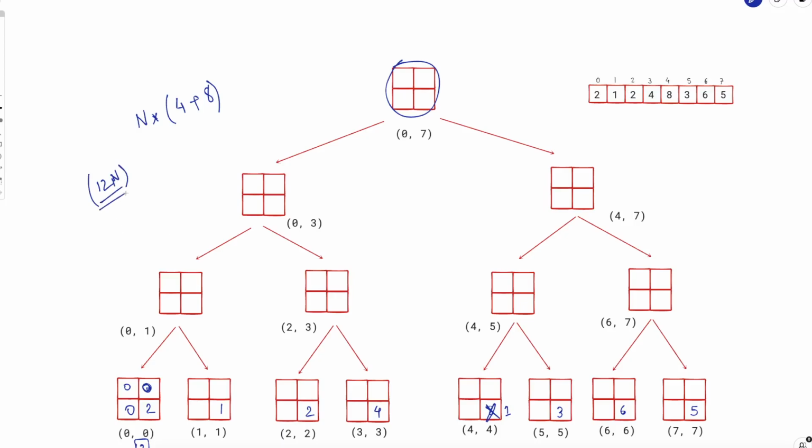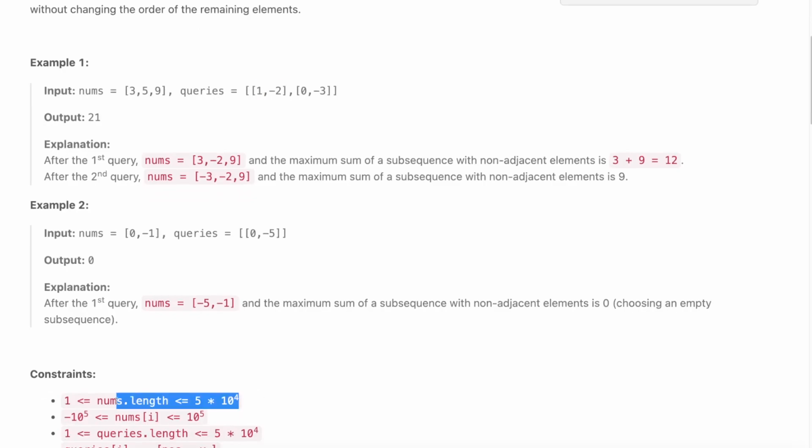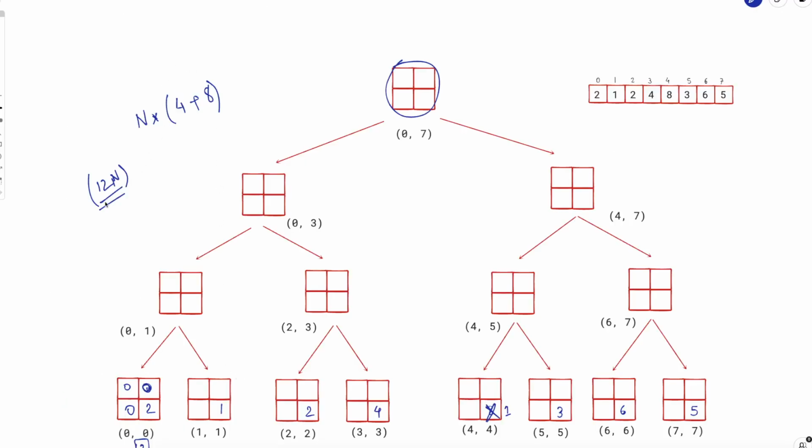Now this 12n is very small. It is in the order of n, and n is small, and it should be small because you need to iterate over all the elements at least once. So this is acceptable. Now what about updates or queries?